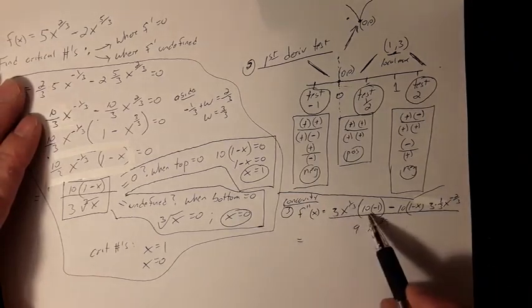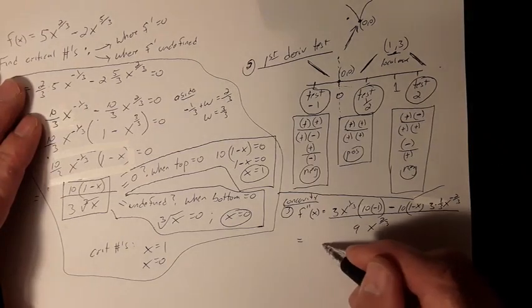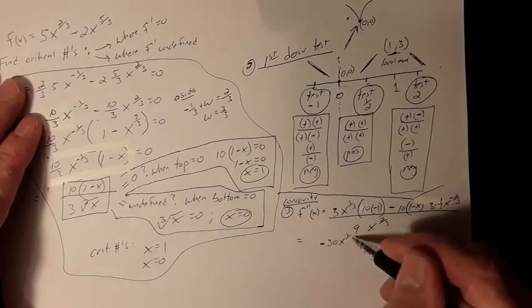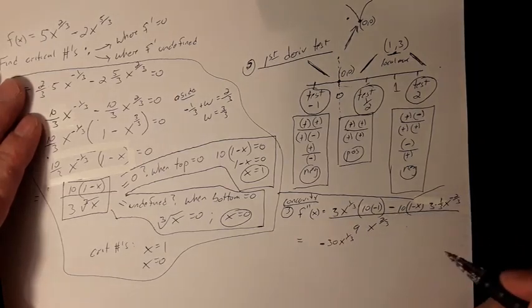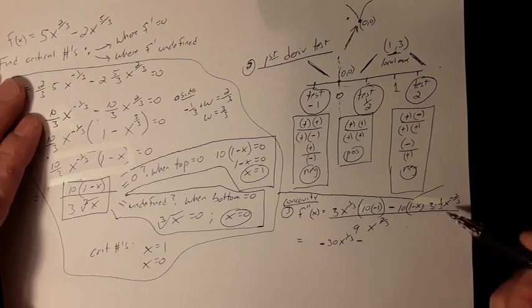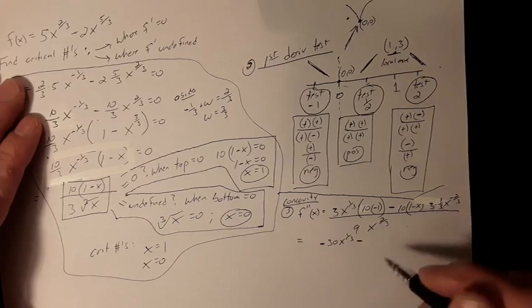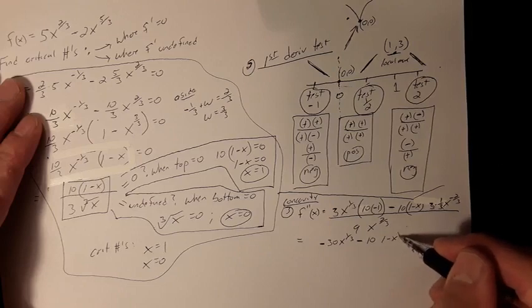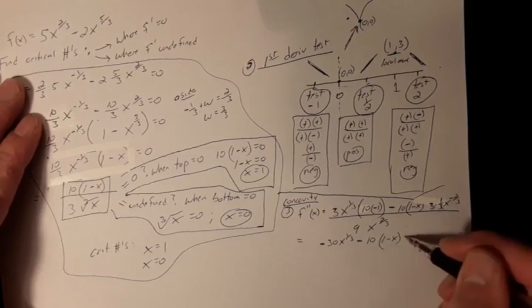Here we got a 3 times 10, which is 30, and we got a negative 30. So we got negative 30 x to the 1/3, minus, the 3's cancel here, and we got a 10, and we got a 1 minus x, and we got an x to the negative 2/3.